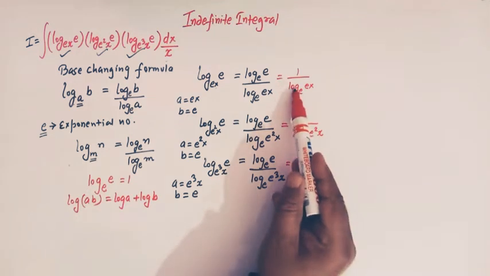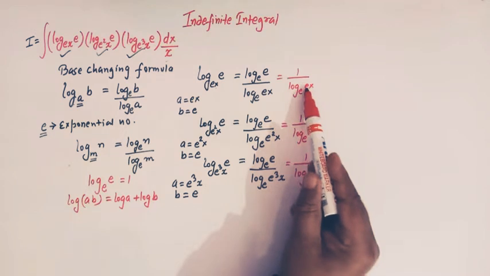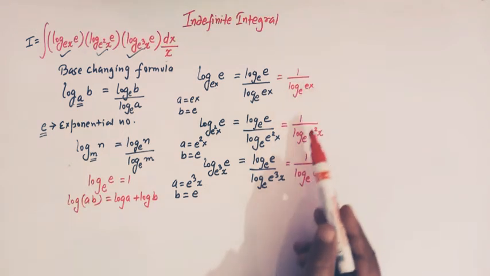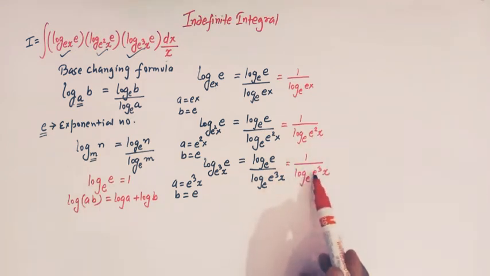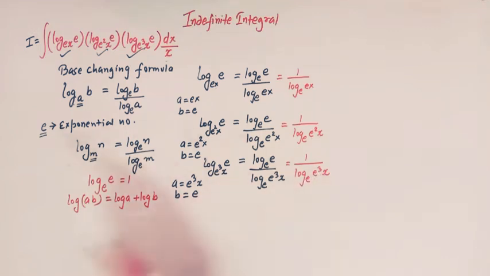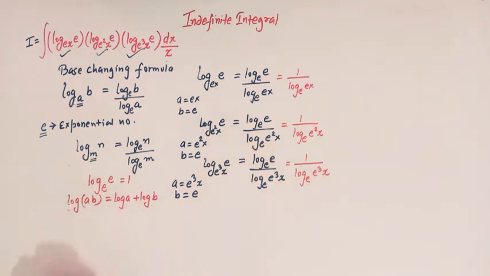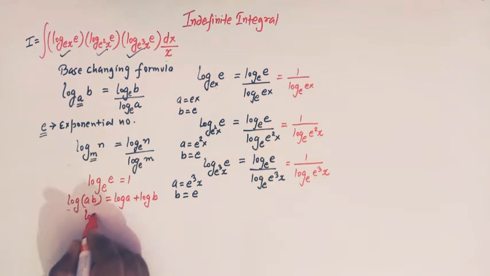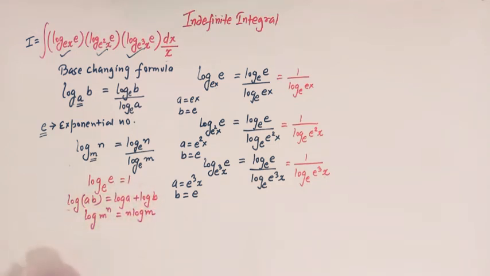So now here we see that in the denominator we have log of ex, that is a into b, then we have log of e square x, this is a, this is b, and here we have log of e cube x, this is a, this is b. So we'll apply this rule, and moreover we'll require one more result from logarithms, which says that log of m raised to n is n log m, right?